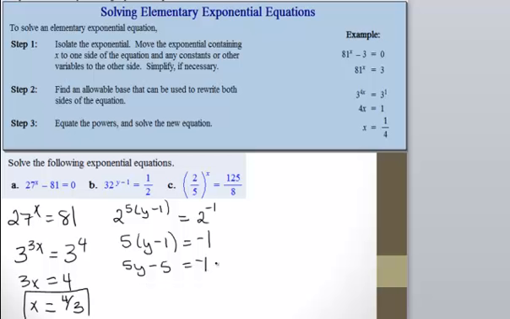Distribute, add 5, and divide by 5. Y is equal to 4/5.